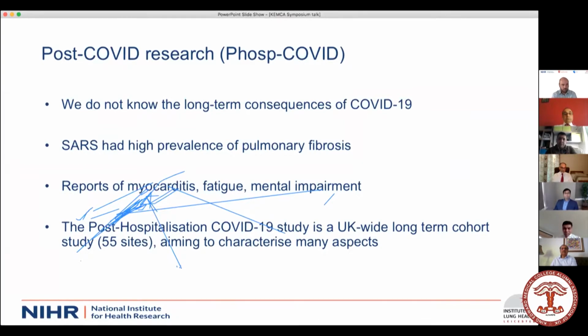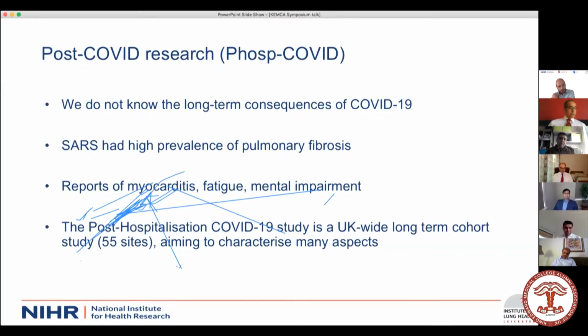So I've concentrated mostly on COVID so far, but as we've discussed, post-COVID is becoming a real thing, and I run a weekly clinic following up all our patients who've been in with COVID. And the UK, again, is hopefully going to lead the way on this and has a nationally set up study, which I think 55 hospitals across the UK have agreed to take part in, which is called PHOSP. And the idea is we don't know what the long-term consequences of COVID-19 are.